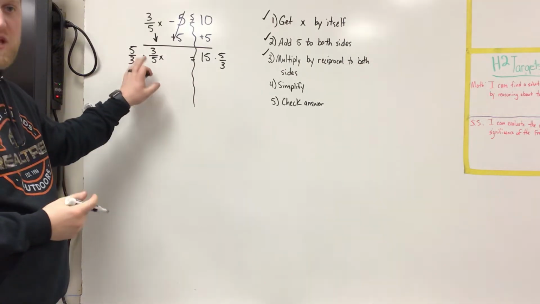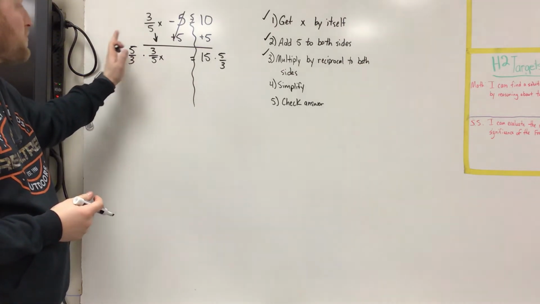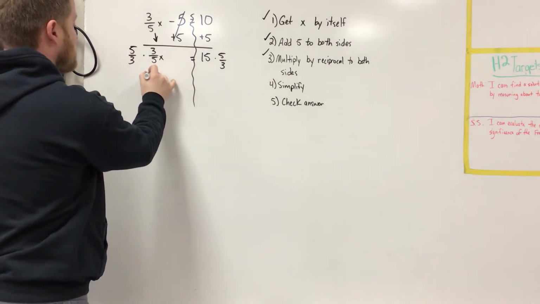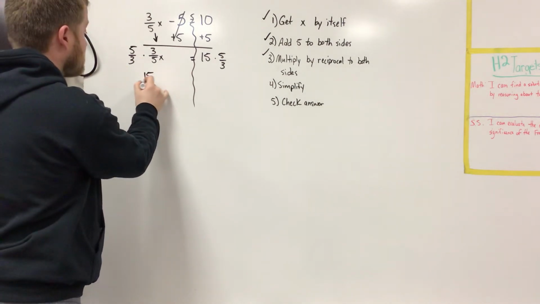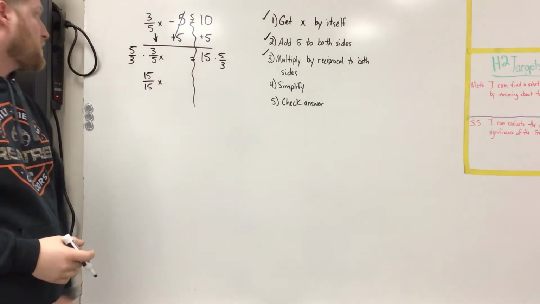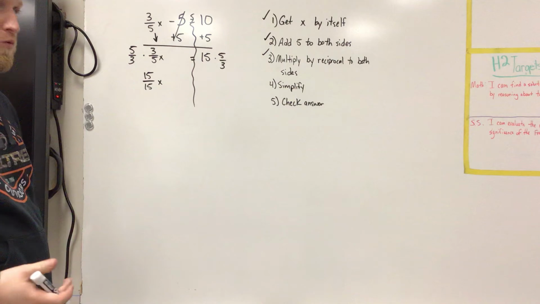So let's deal with this left side first, all right? Multiplying fractions, we multiply across, right? So we got 5 times 3, which is 15. 3 times 5 is also 15. And x is x. Okay, we don't know what x is, that's what we're solving for.